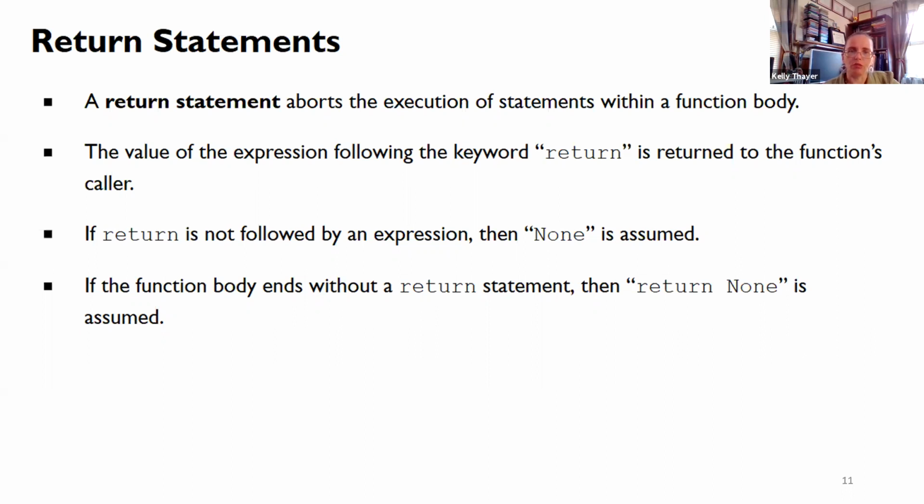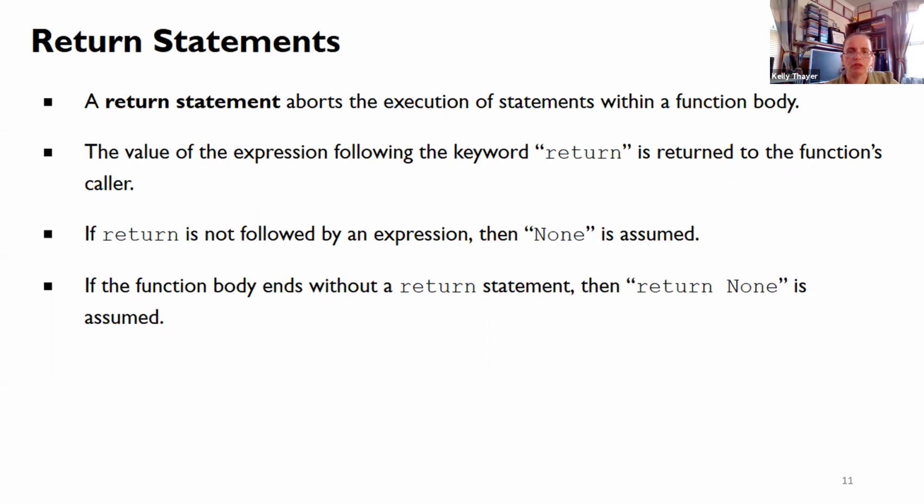A return statement aborts the execution of statements within a function body. So if you put a return statement in the middle of your function, it's going to end early. Sometimes you might actually want to do that. And when we get to if statements, you could see that once this criterion is satisfied, like if we already know the total sale, we could stop adding stuff, right? So that would be an appropriate use of a return statement in the middle. But generally speaking, you probably want your return statement to be at the bottom of the function.